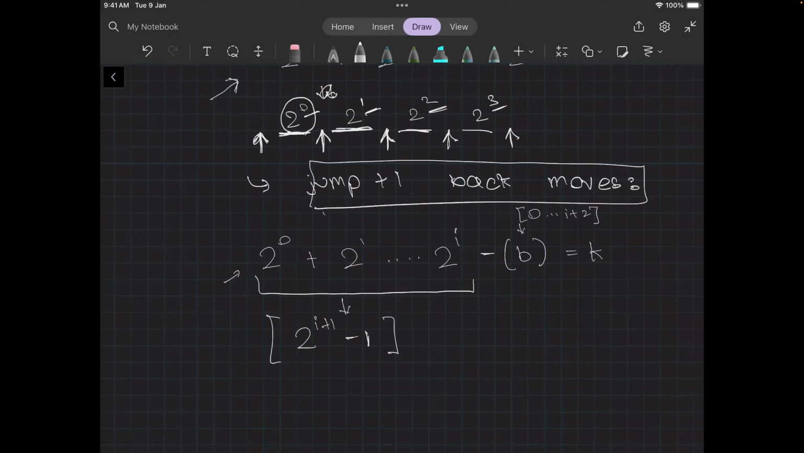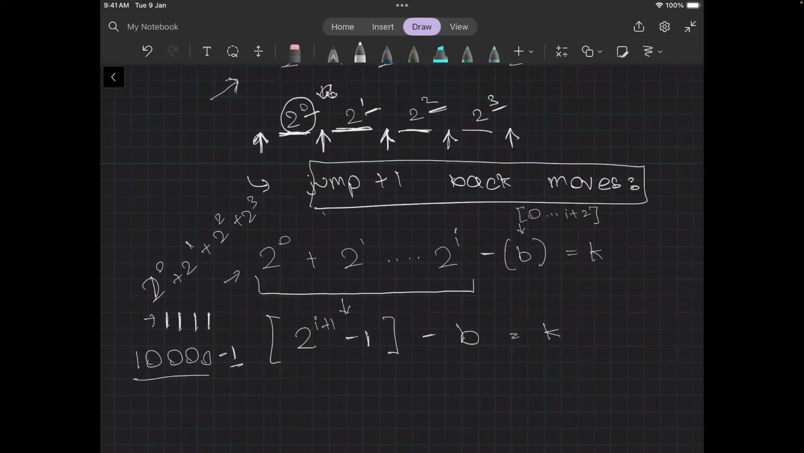If you want the intuition for this, let's say I is 3. Okay. So it will be 2 raised to 0 plus 2 raised to 1 plus 2 raised to 2 plus 2 raised to 3. In binary, we can write it as 1, 1, 1, 1. Now this 1, 1, 1, 1 is nothing but 1, 0, 0, 0, 0 minus 1. So it is 2 raised to I plus 1 minus 1. Okay. Minus B is equal to K.